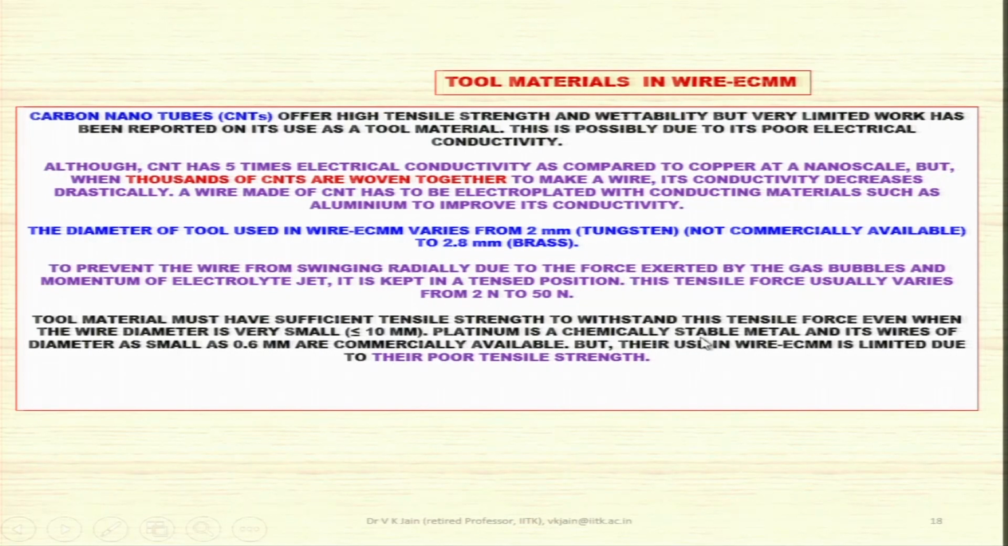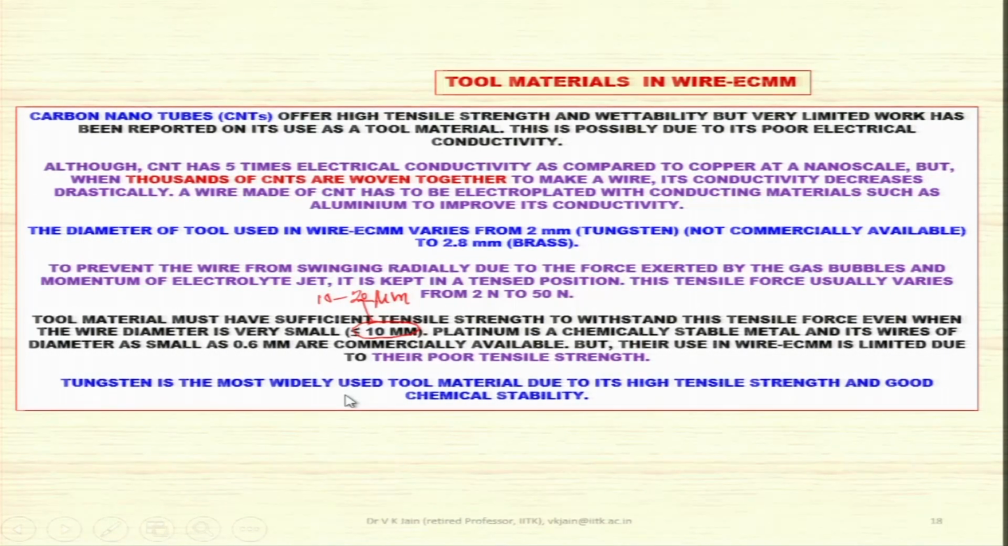Platinum is a chemically stable metal and its wires of diameter as small as 0.6 millimeter are commercially available, but their use in wire ECMM is limited due to their poor tensile strength. Please note it carefully: when we are talking of micro machining, then this diameter has to be much smaller than 1 millimeter, and it may be around 10 to 20 micrometer. When we are using such a thick wire, we don't call it electrochemical micro machining, rather we call it wire electrochemical macro machining. Tungsten is the most widely used tool material due to its high tensile strength and good chemical stability.